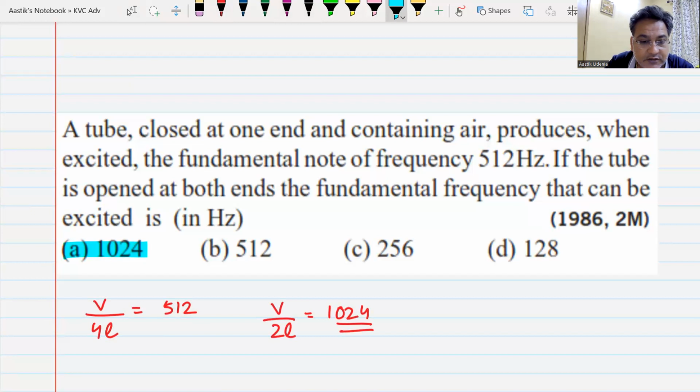Straight away, you have to get these questions quickly. If you don't get these questions quickly, then you will not be able to do much in the examination hall.